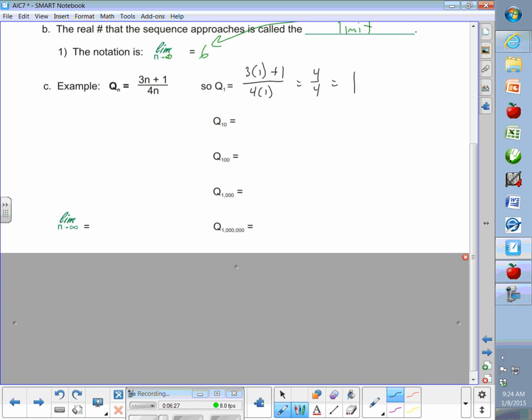All right, so q sub 10. I'm skipping. I mean, we could do the second term, third term, fourth term. It's going to take a long time. And remember, where do we want to end up? We want to figure out infinity. So we want to get way down there. So I'm just going to skip to the 10th. So I'm going to go 3 times 10, right? 3 times n plus 1 over 4 times n, or 4 times 10.